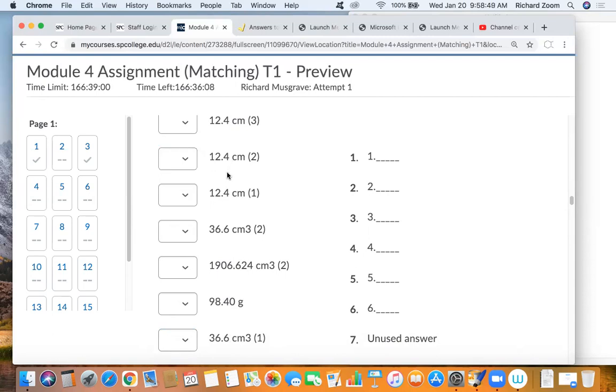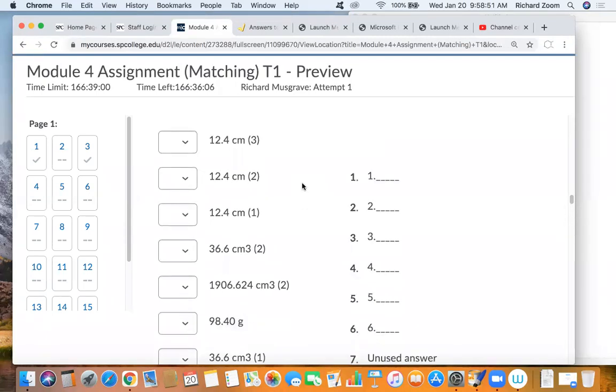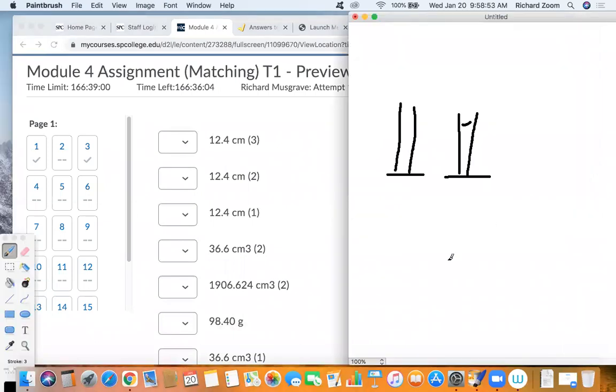Now you can do that when you're doing the assignment. I'll go through it if you'd like. Let's have a look. We got the time here.